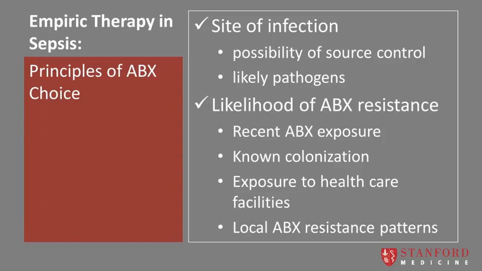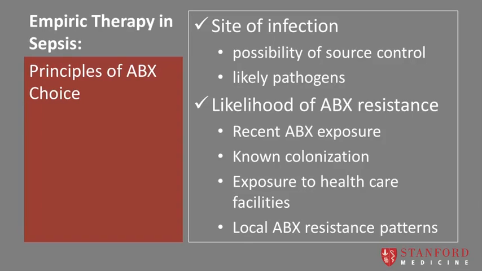Another important element in deciding which antibiotic or antibiotics to choose empirically includes the site of infection and the likelihood of antibiotic resistance. Defining the site of infection may allow for the possibility of source control, for instance in the presence of abscesses, and also give you clues as to the likely pathogens.